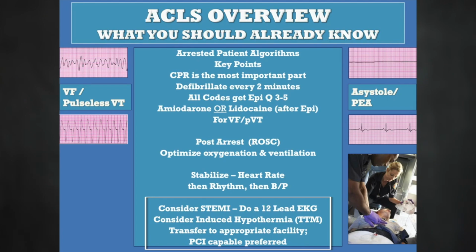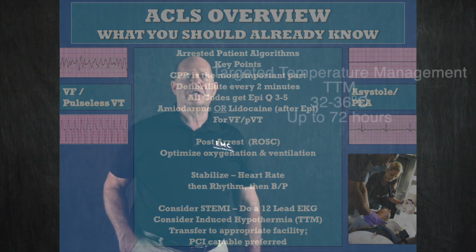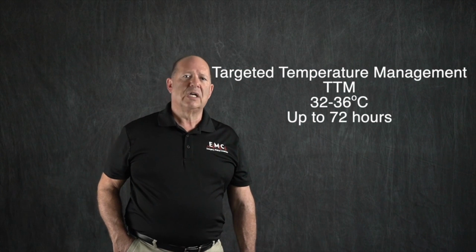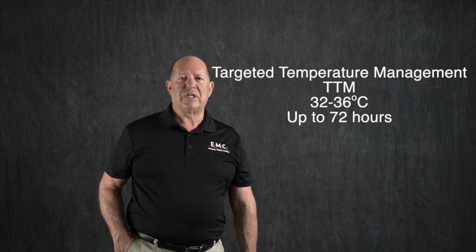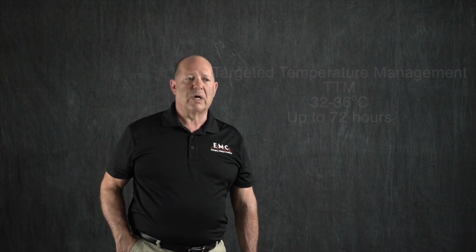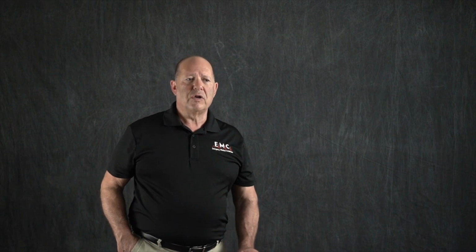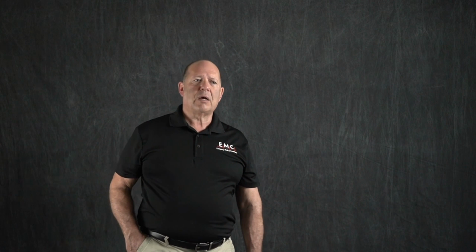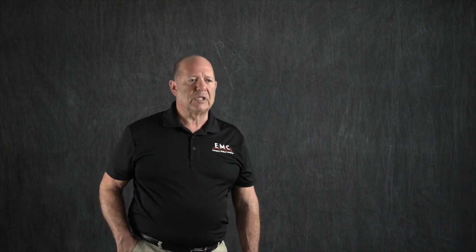The last thing we evaluate is the neurological status, very simply. Does the patient respond appropriately to voice and or pain? If the answer is no, he may then be a candidate for induced hypothermia or target temperature management, where we drop his temperature to 32 to 36 degrees Celsius for up to 72 hours, or the general says 24 to 72 hours. So those are the things we need to remember. Let's talk about some of the specific algorithms now.